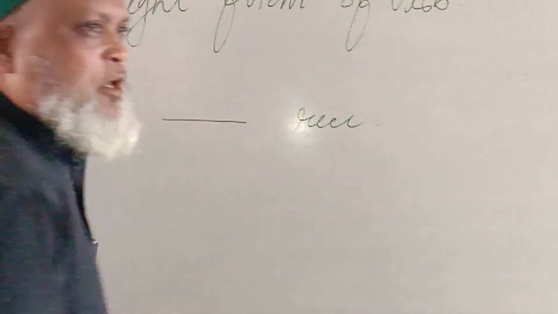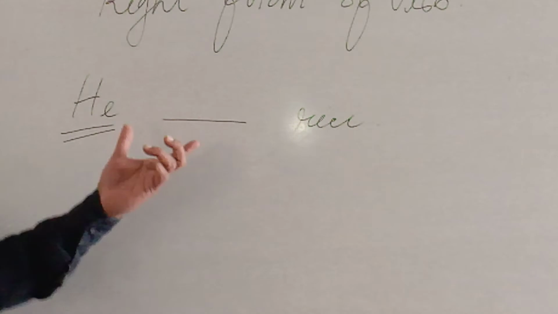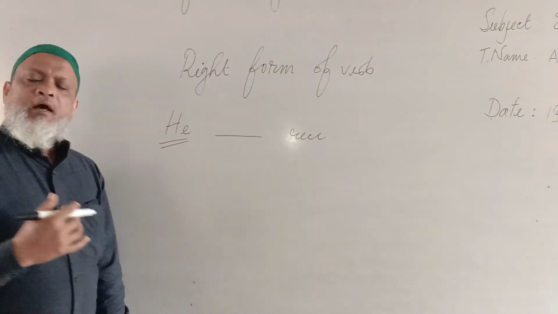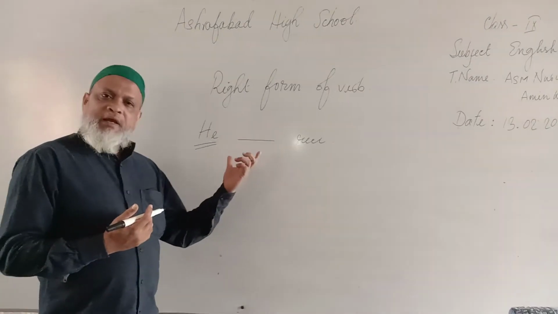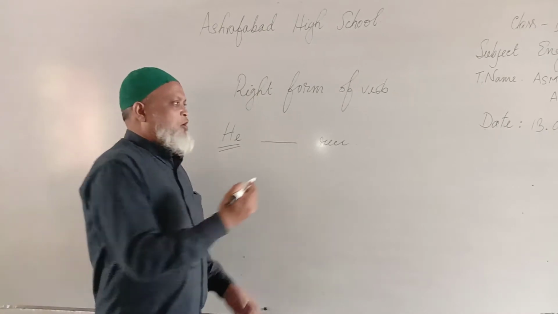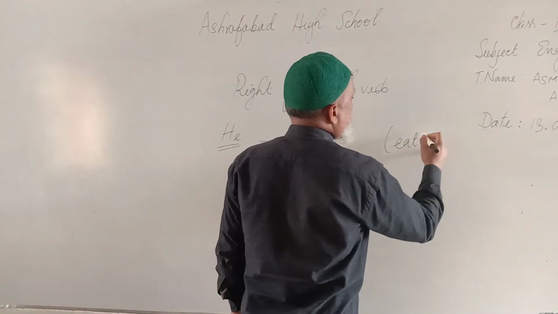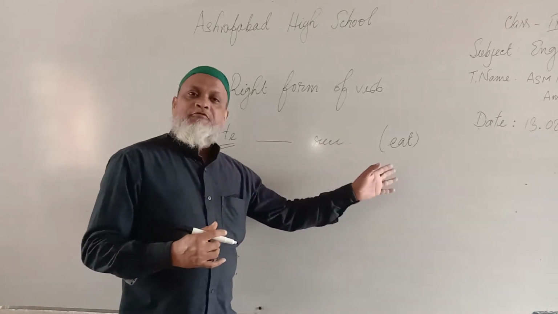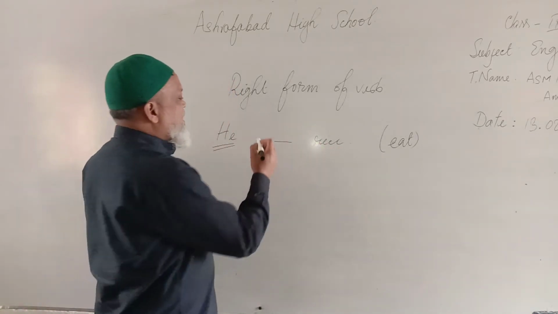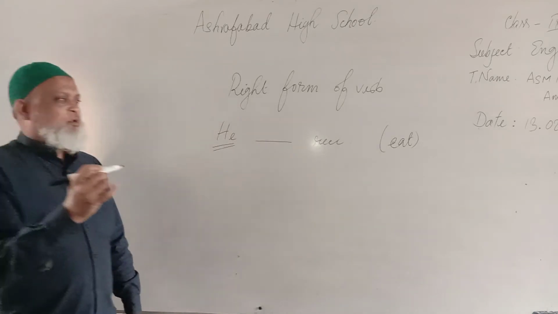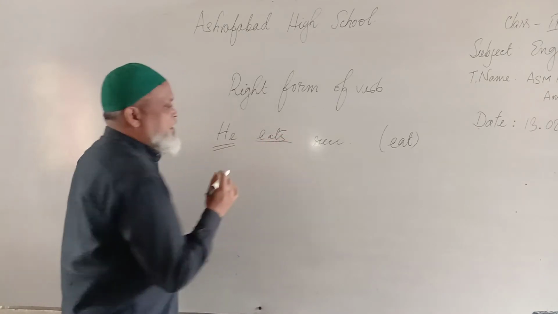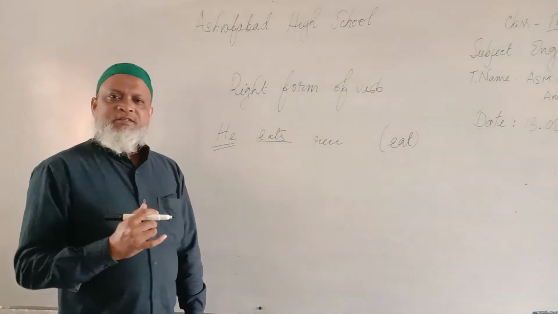And if we want to use a verb in the gap, what are the rules to use this? He dash writes. Just we can realize that there will be a verb, and we have selected it for this gap. And what will be the form of this verb? This verb will take s or es at the end of the verb, and we have to write here eats. He eats rice.